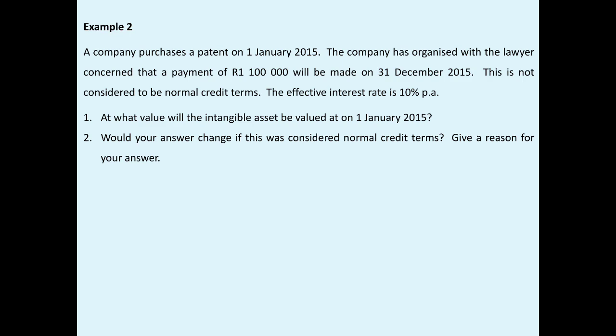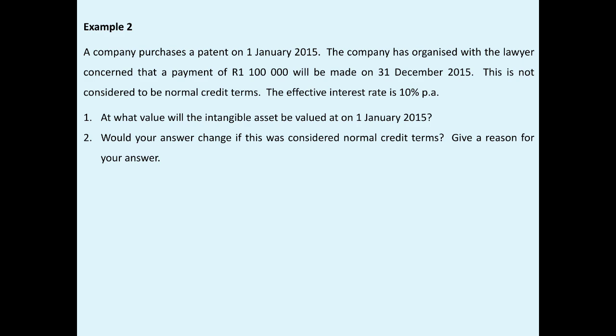Okay, a company purchases a patent. The company organizes lawyers for a payment of 1.1 million. So there's a patent that you're going to pay 1.1 million for in a year's time. Now, important: they say this is not normal credit terms. Whenever they say this is not normal credit terms, you have to use the present value formula when recording in the books. Because 1.1 million is paid 1 year in the future, today when you record it in the books, it will be a different amount. It's called the present value formula.